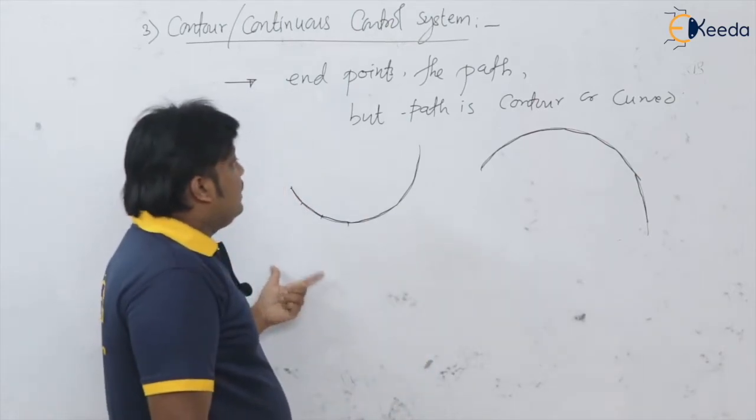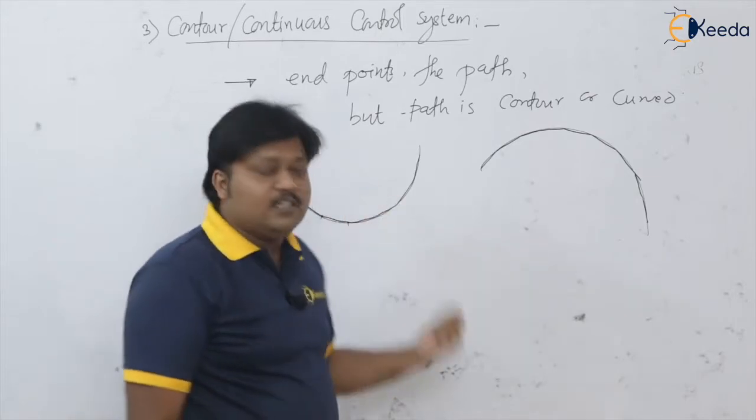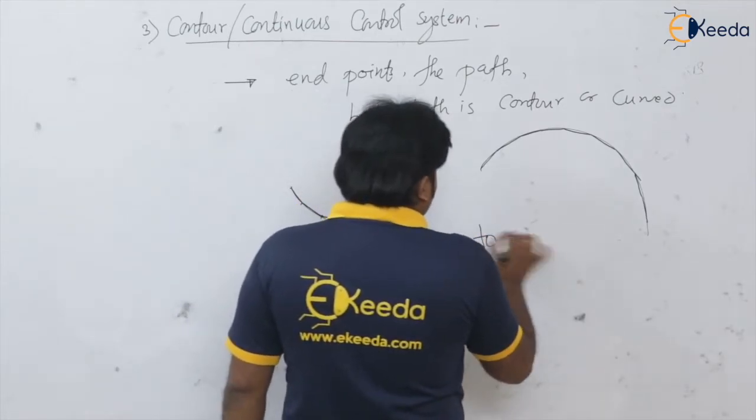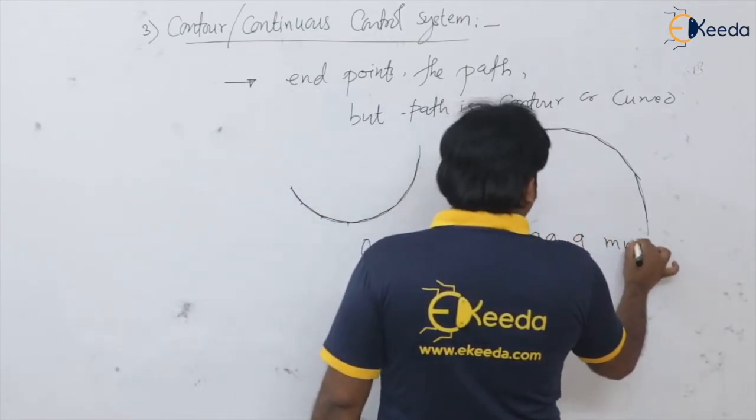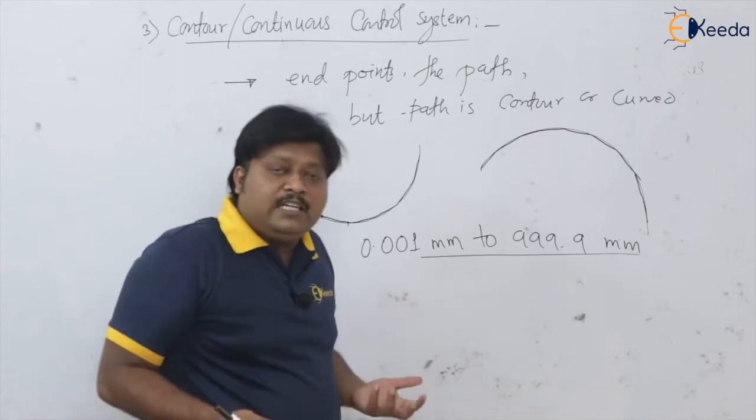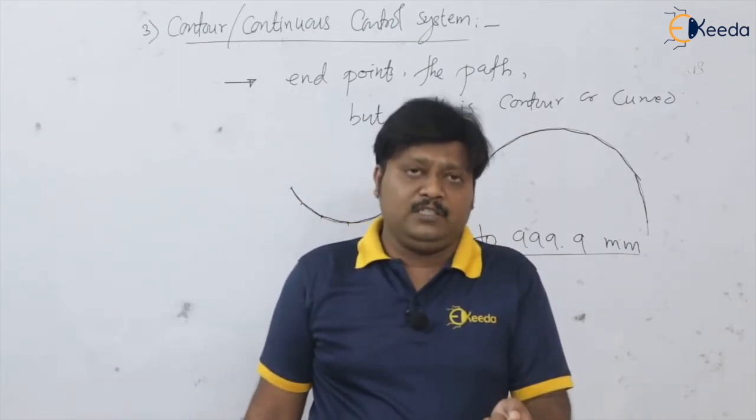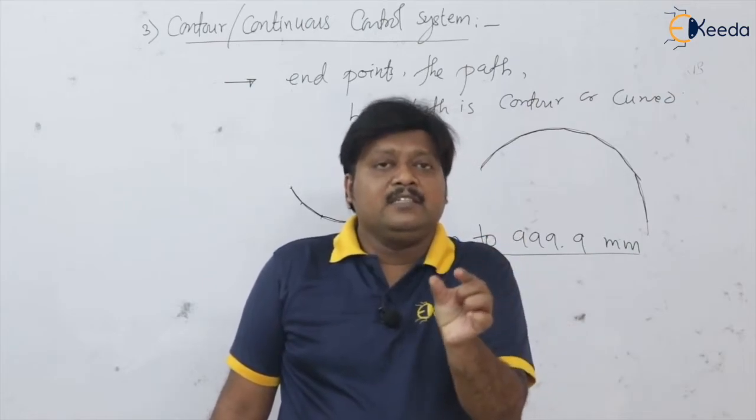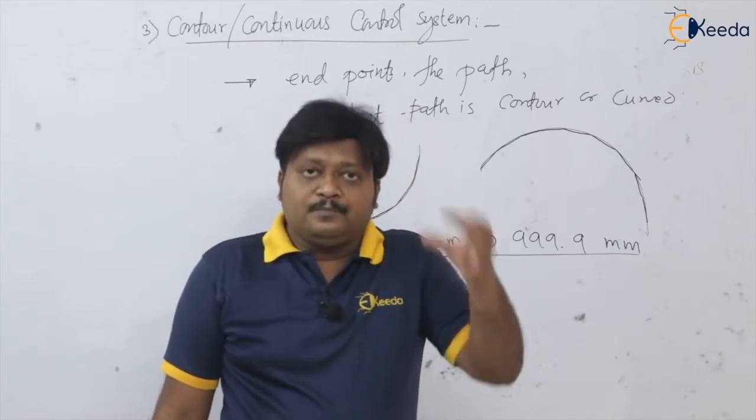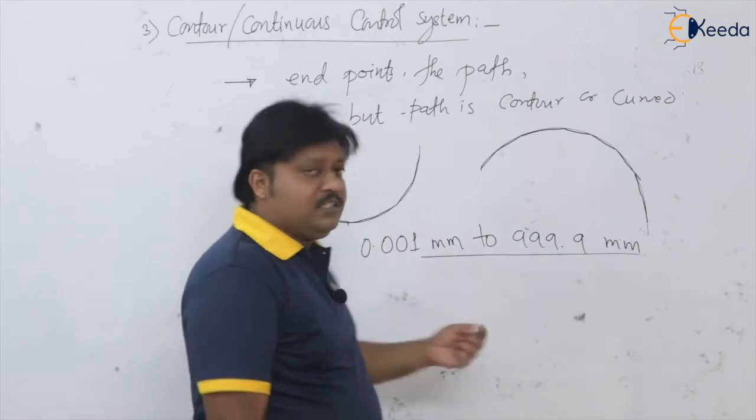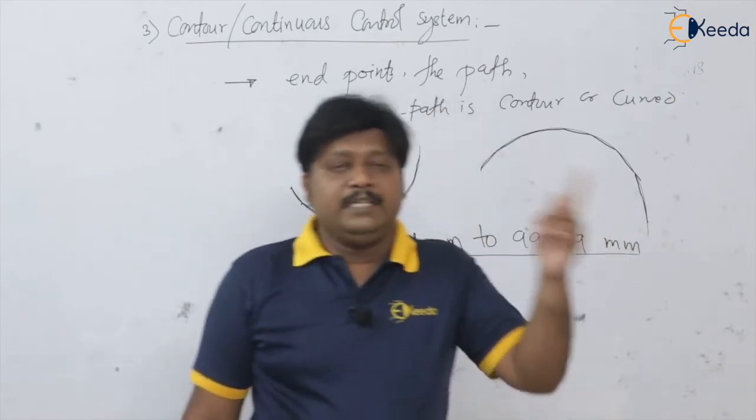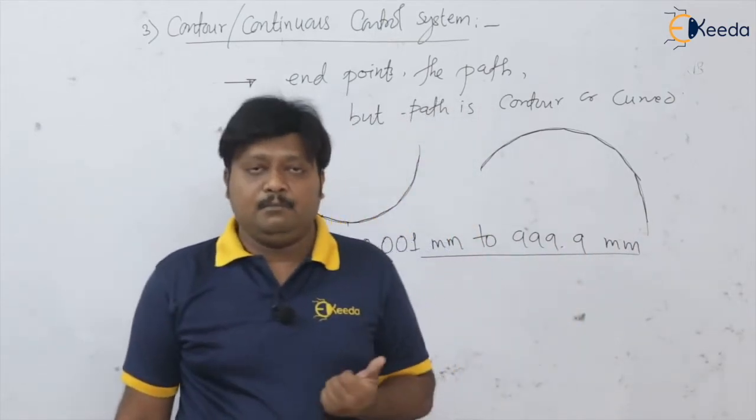So that's why the interpolation for these contour paths ranges from say 0.001 millimeter to 999.9 millimeter. To get a smooth curve, we have to select a very small interpolation. The interpolation is what? The distance between the two nearer points followed by the tool. No doubt when you use a very small interpolation value, you will get the smooth curve, but the time required for making that contour will be maximum.